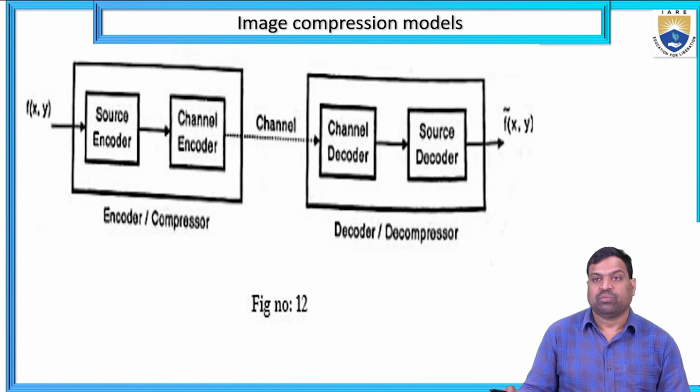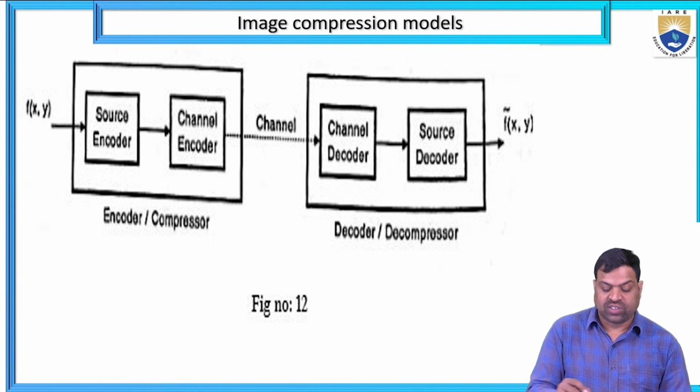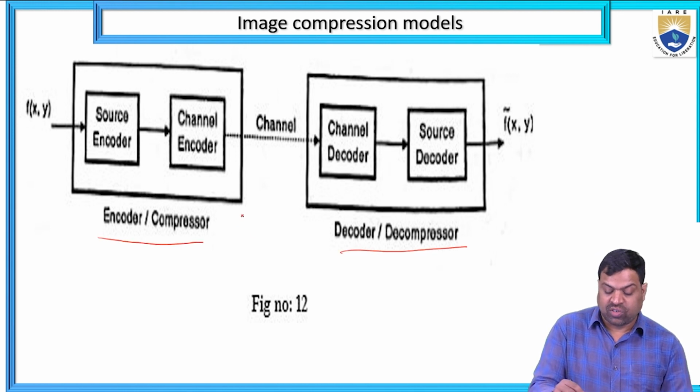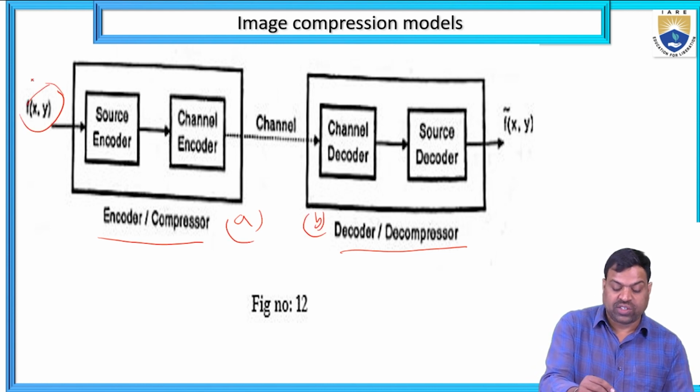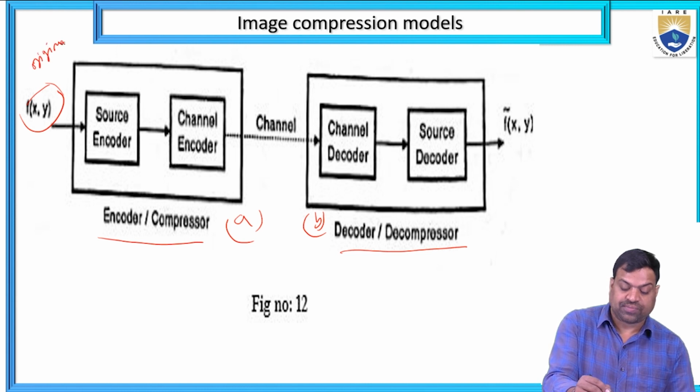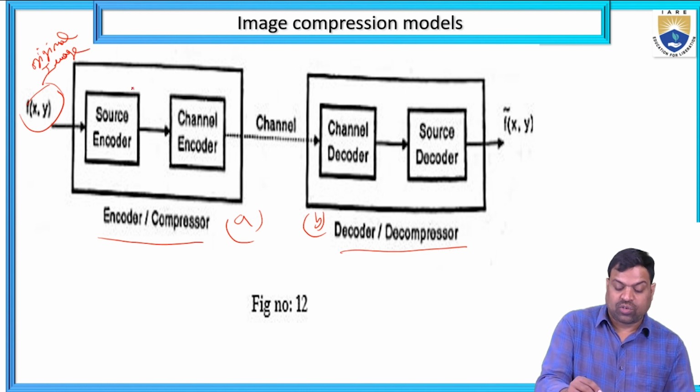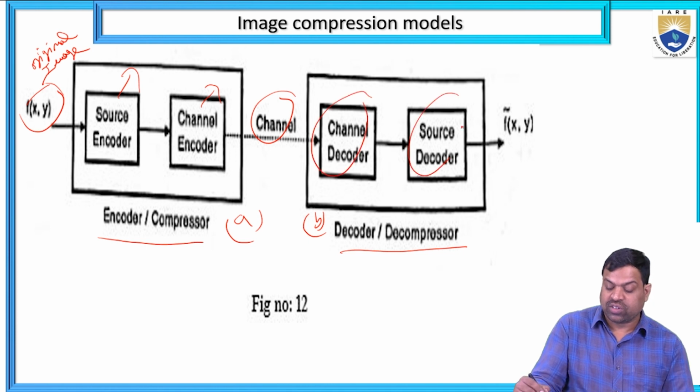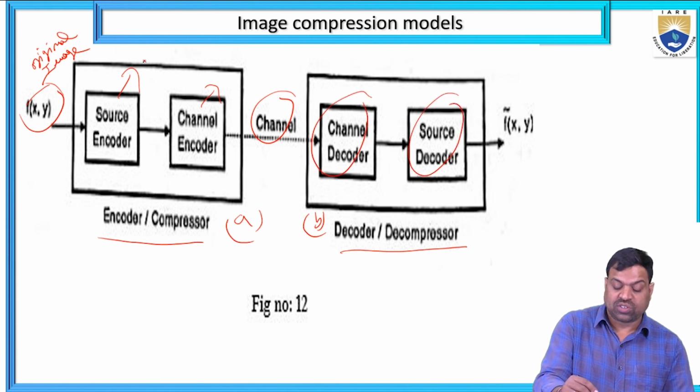So it is another example for the image compression model. It has an encoder and a decoder. Figure A is the encoder and figure B is the decoder. At the encoder, f of x comma y is the original image. Source encoder, channel encoder, channel, channel decoder, source decoder. Source encoder means where entropy is there. Channel encoder means noise is reduced. In the channel, we are using a filtering technique.